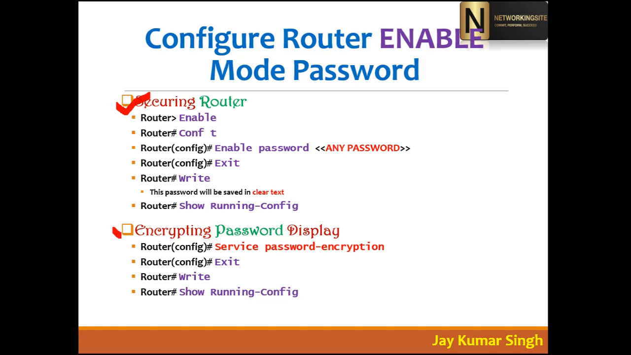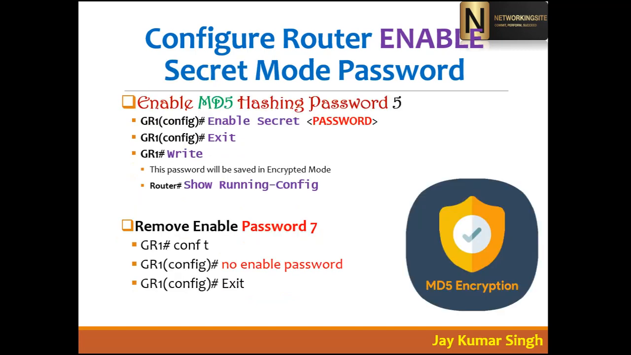Then we have seen how to encrypt our passwords. After encryption, we saw that somebody can crack it with the help of software or an online method. Then Cisco gave another level of password, which is the enable secret password, and we secured our router with it. Sorry, which is password 5. Once you have password 5, I told you that password 5 is more powerful than password 7, so you should remove password 7.